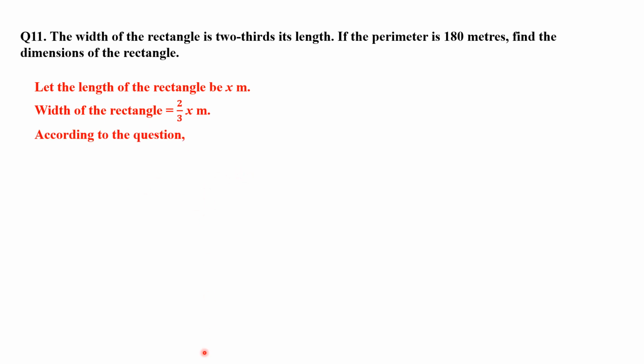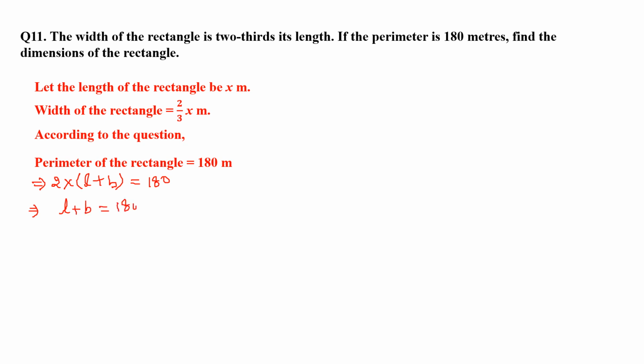So according to the question, what is given? Perimeter of the rectangle is 180 meter. And what is the formula of perimeter of a rectangle? It is 2 times the sum of length and breadth, which is given as 180. Now I'm going to transpose this 2 to the other side. So I will get length plus breadth equal to 180 by 2, which is 90. And then I'm going to substitute the value of length and breadth here. So length is x, breadth is 2 by 3 x, which is equal to 90.